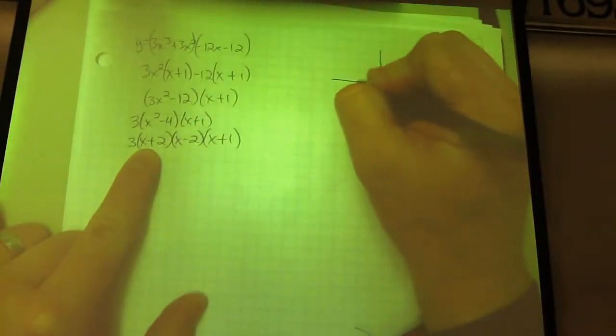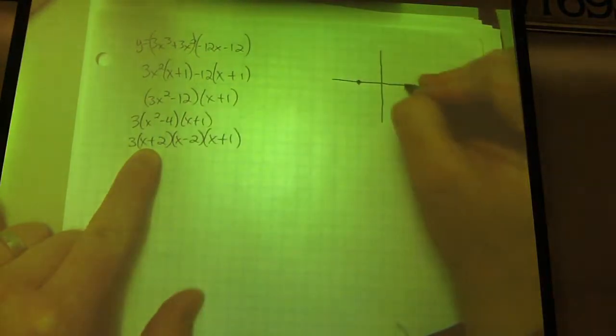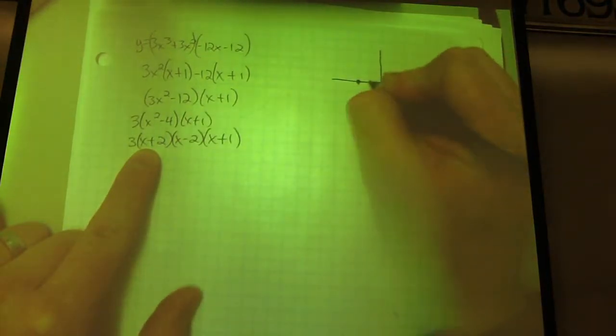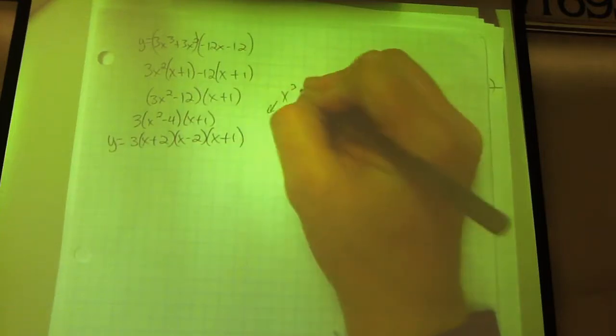So your x-intercepts are negative 2, positive 2, and negative 1. And we know end behavior. End behavior of an odd, x to the third, starts down, ends up. Down and up.